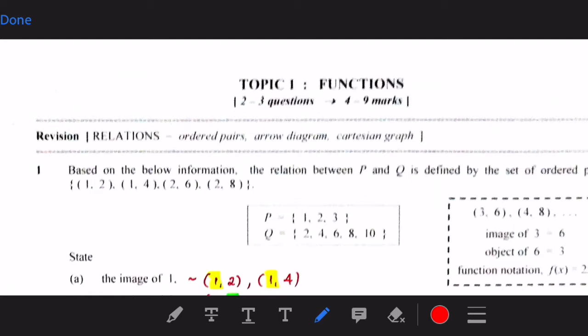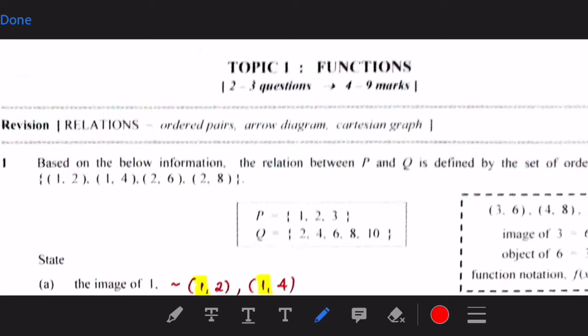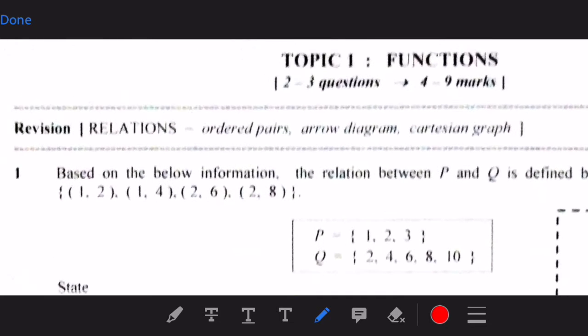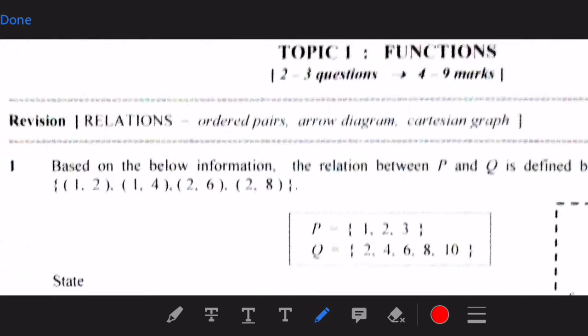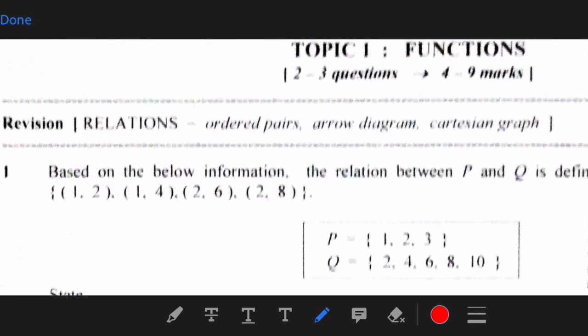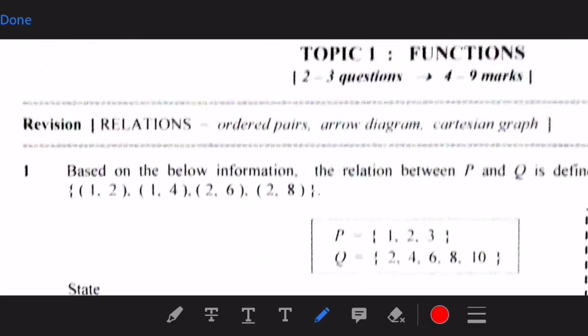Hello everyone. Today I would like to do revision for the SPM exam 2021. So we will start with the first topic, which is function. For functions, paper 1, we will focus on short questions. So let's see, we will do revision on relation.